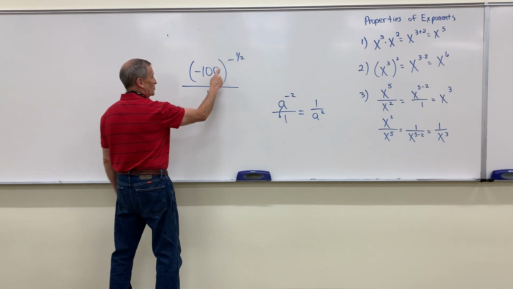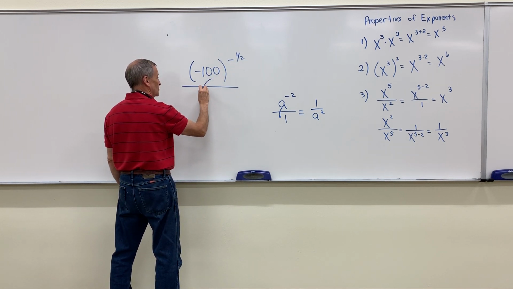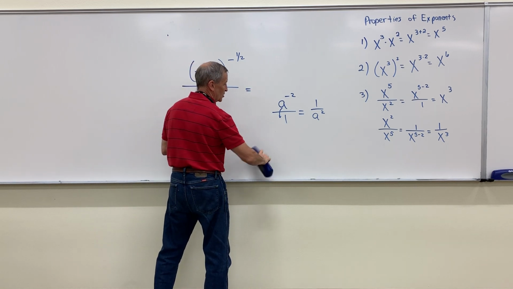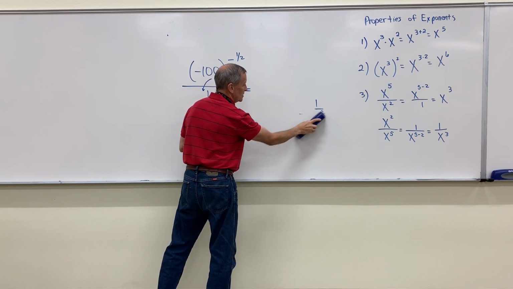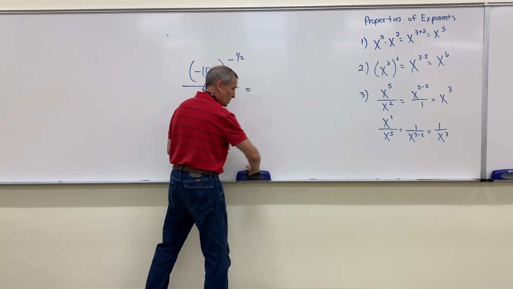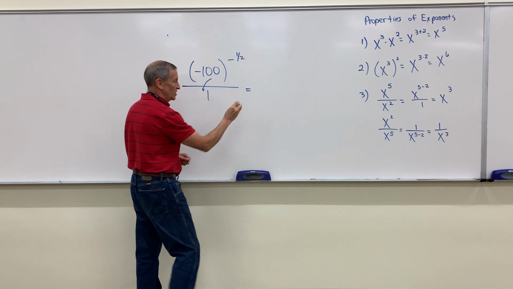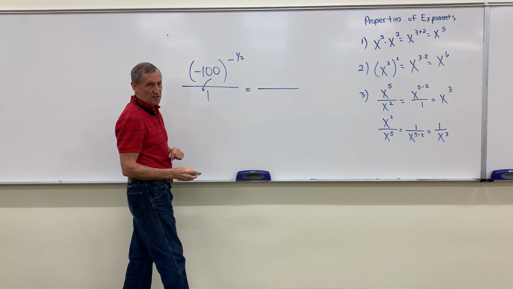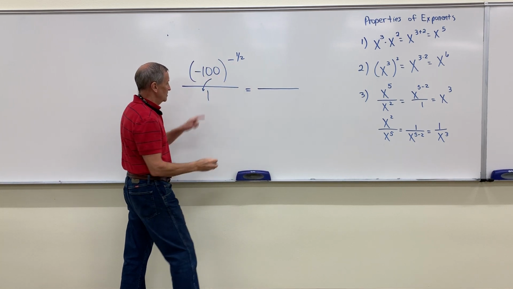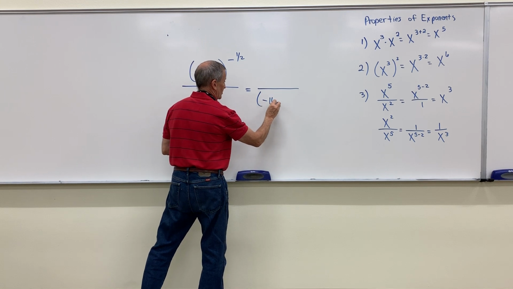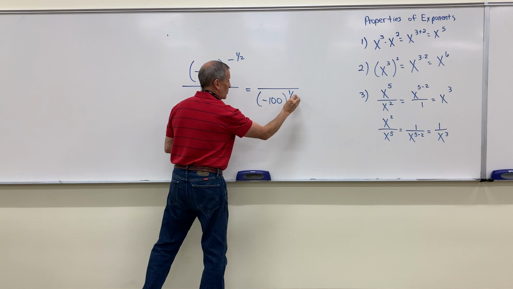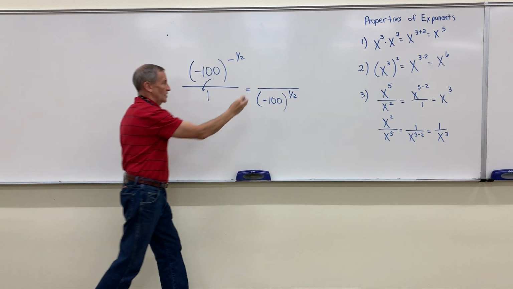So I have something to a negative power. I can move it to the other part of the fraction and change the sign of my exponent. Because remember, Hawks does not want you to end up with a negative exponent. You got a negative exponent, you're not finished. So this becomes negative 100 to the positive 1/2 power, 1 over that.